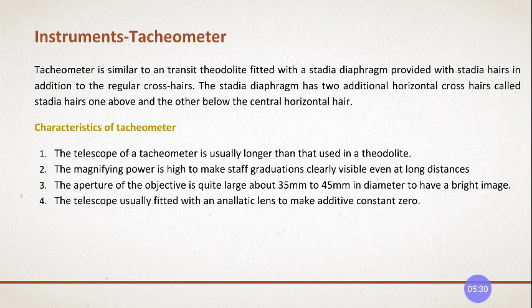Now you might have seen that our normal transit theodolite also consists of stadia hairs. So we don't require a special instrument for stadia hairs. Nowadays theodolites also come with stadia hairs, so we don't require a tachymeter now. If we have a theodolite, we can use it. But in earlier days, we had theodolites with only the main vertical and horizontal crosshairs. We didn't have stadia hairs, so we had to have a separate instrument for it. But now it is not required.